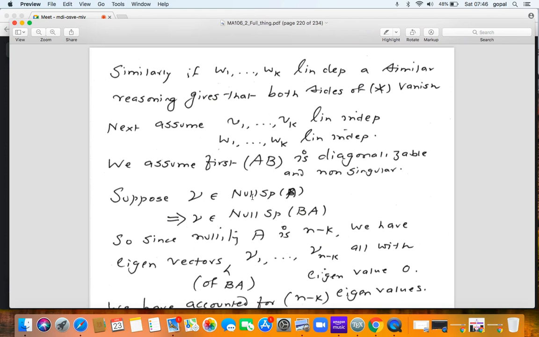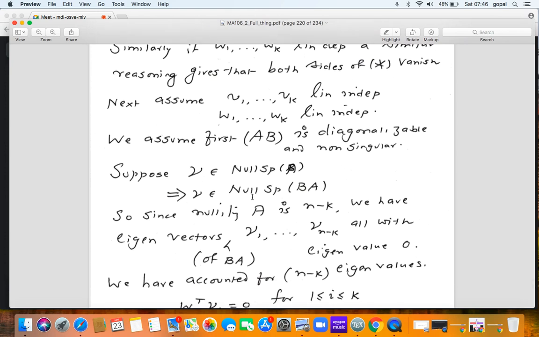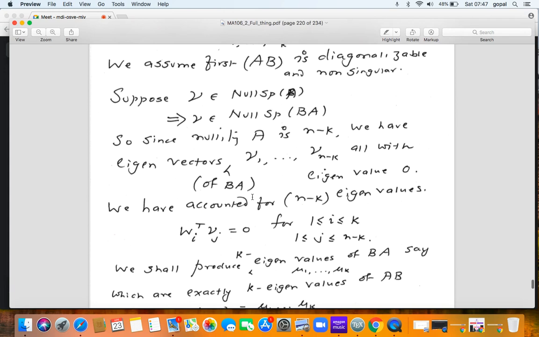In any case, we have accounted for N minus K eigenvalues. We have already found N minus K eigenvalues of BA. What are they? 0, 0, 0, 0 counted N minus K times. Now we need to understand the remaining K eigenvalues of BA. Let us call them mu1, mu2, ..., mu-k.